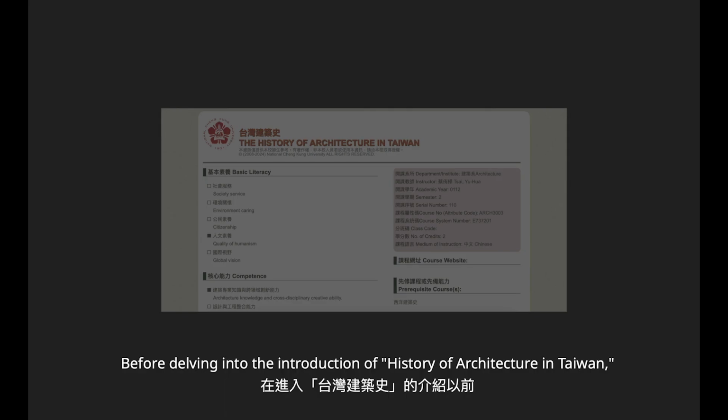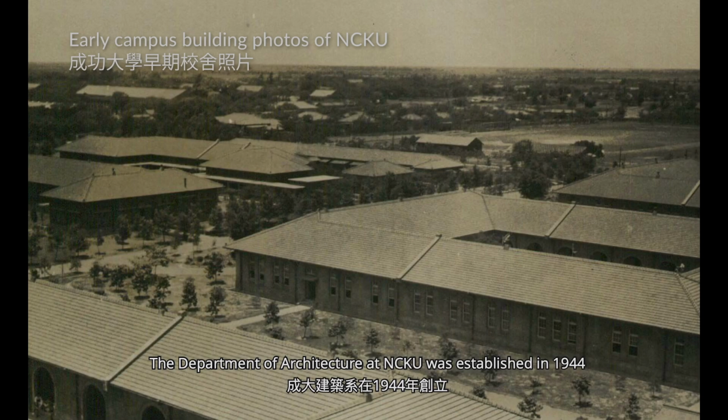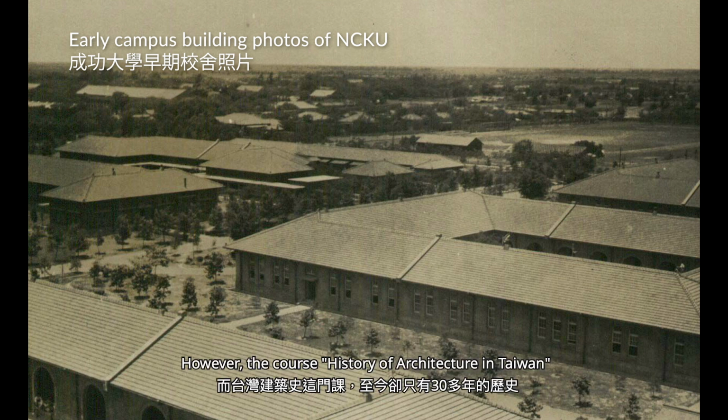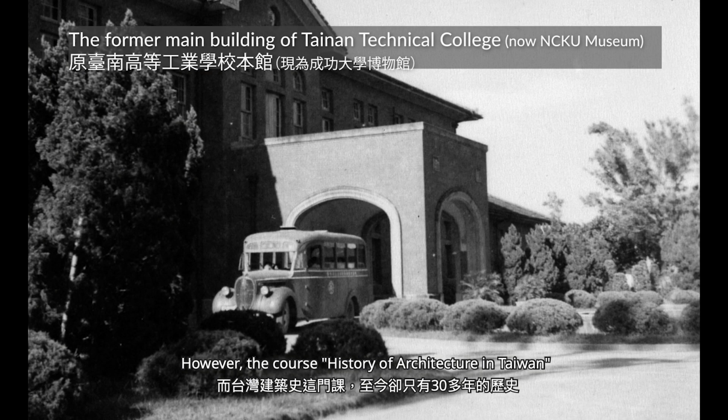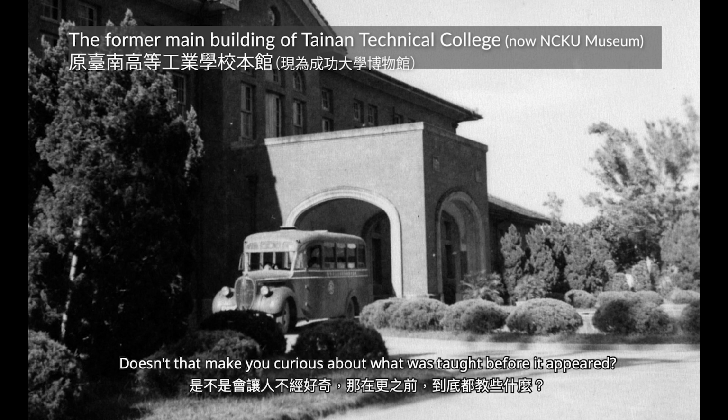Before delving into the introduction of History of Architecture in Taiwan, I'd like to bring up something I find quite interesting. The Department of Architecture at NCKU was established in 1944, and now in 2024, it boasts an 80-year history. However, the course History of Architecture in Taiwan has only been around for over 30 years. Doesn't that make you curious about what was taught before it appeared?